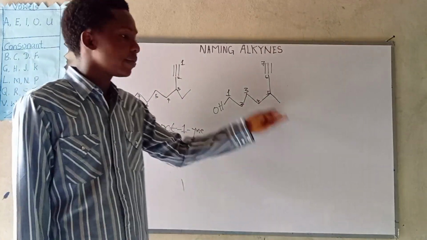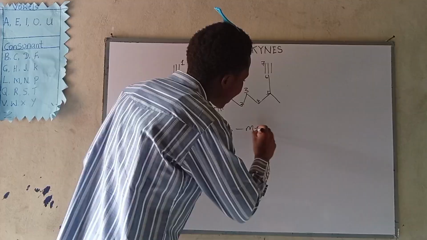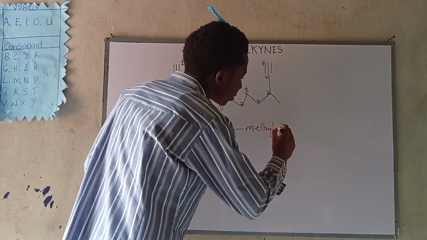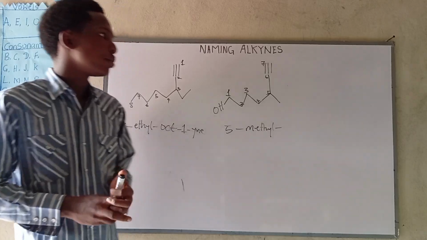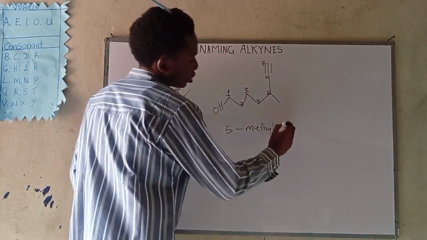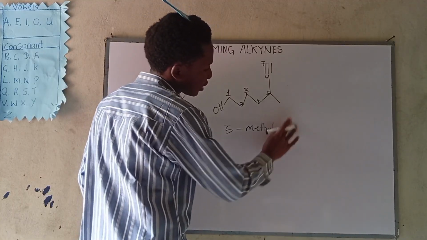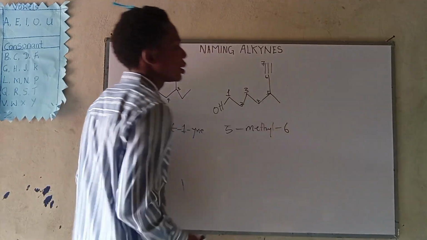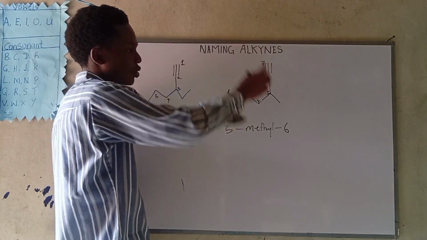So on that note, we've gotten our substituent. Our substituent is methyl. So we bring out our methyl first. 5-methyl. Now we have to consider the position of the triple bond. So how do we do that? No, it can't be 7. It has to be 6. Yes. And we counted from there, that's why we consider this guy as the first guy. So it has to be 6.